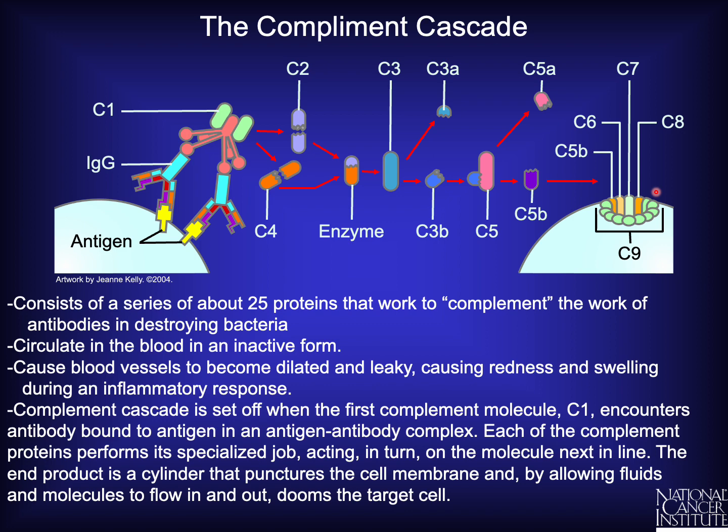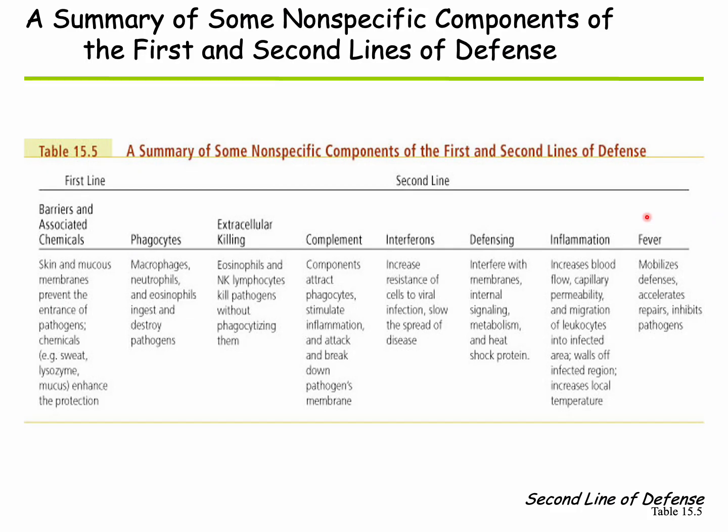But they have other jobs too. Like they can recruit phagocytic cells to an area. They can also help activate the inflammatory response. So they really are an important part of complementing those inflammatory and immune responses. This is just a summary of some of those non-specific components that we just went through. So non-specific is including both the first and second lines of defense. And just remember that all of these that we just talked about, we were talking about the innate or non-specific immune system.